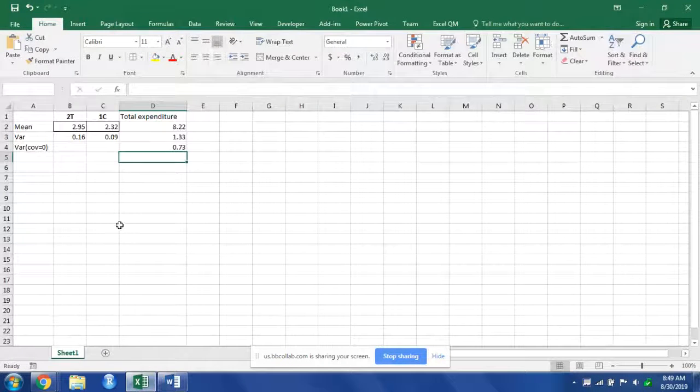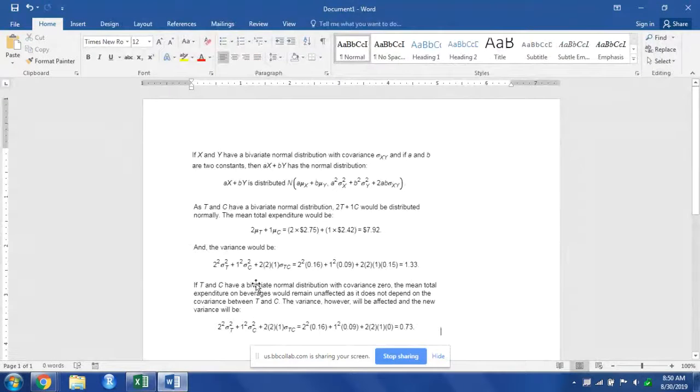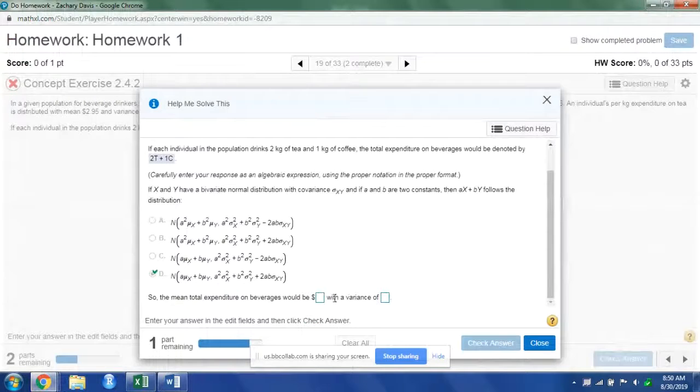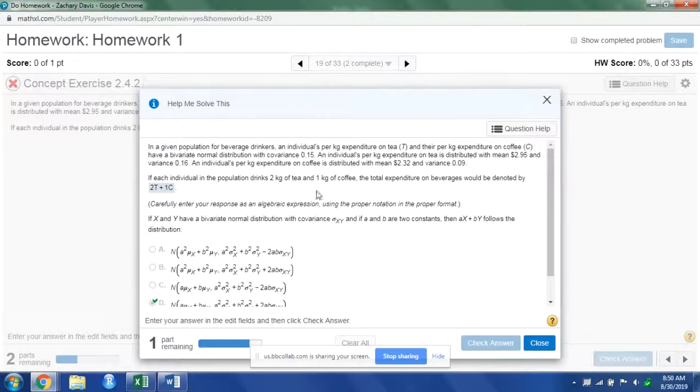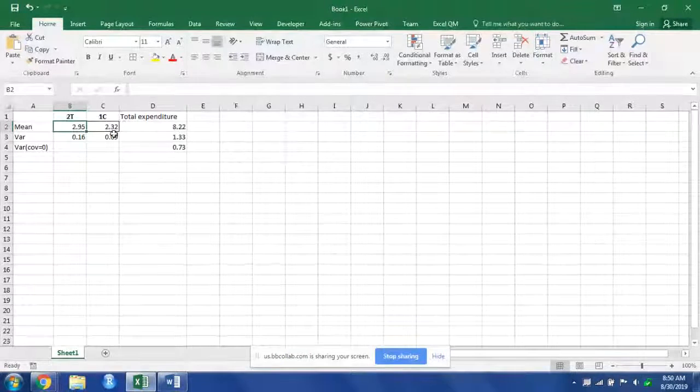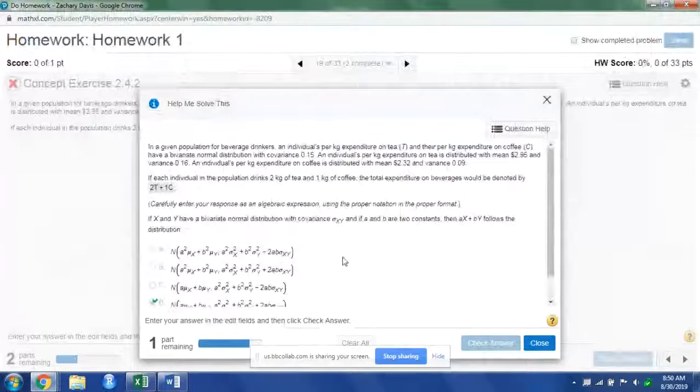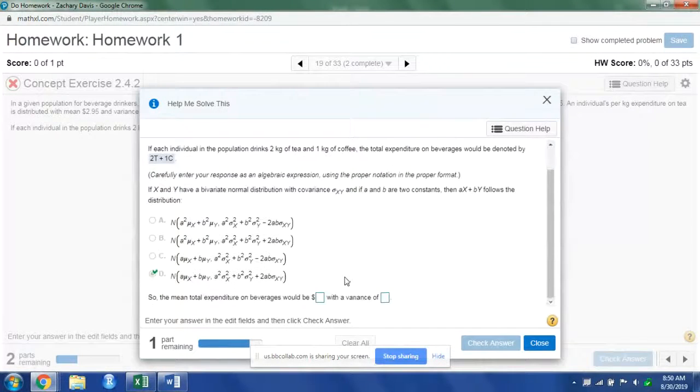I created a little spreadsheet here. So our expression was 2 times t plus 1c. I don't know why it's not showing up. So you plug in whatever the value for this particular question is. So here it is, 2.95 and 2.32. Should give us 8.22.